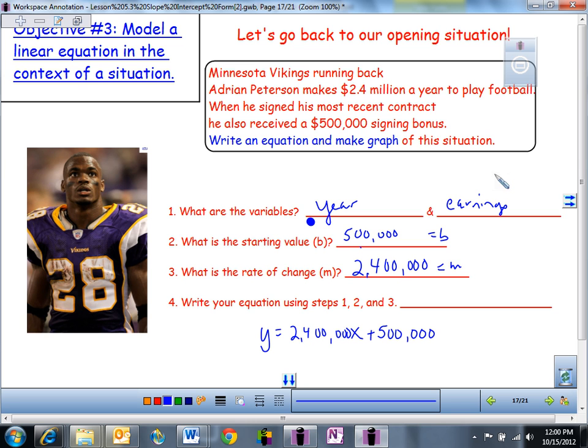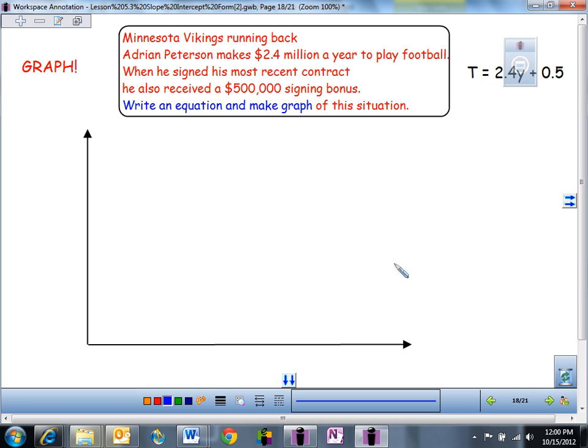So real world application, writing a linear equation. So year and earnings. And you could have used different letters here, M and N, if you wanted to. So here's that equation, and with the equation they have here, they left it in terms of millions. So then what I need to do is come up with a scale. So M is 2.4 and B is 0.5. And I think we'll save this one till I get back.